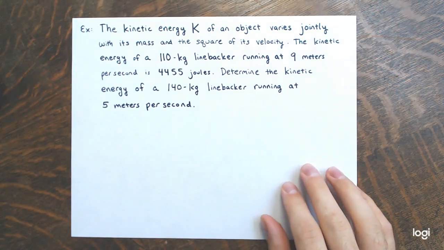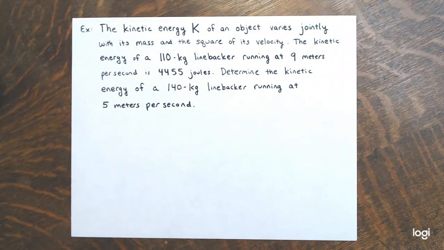So my first example, a nice little word problem about something in physics. Got a kinetic energy problem here. And if you're not familiar with physics or the concept of kinetic energy, don't worry so much about it. We're just focusing on what it means for one quantity to vary jointly with a couple other quantities.